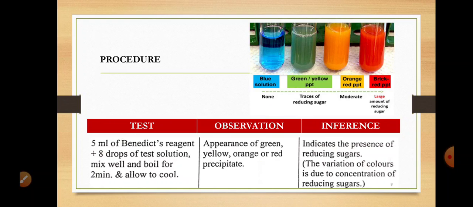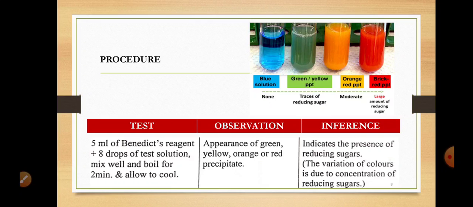And you can see in the above image what I have given here. You can see the different colors, where the variation of the colors is primarily due to the concentration of the reducing sugars, based on how much of the reducing sugar is present in the given sample. It is the different color you can observe. As you can see from the above information shared, if you get a blue solution at the end of the reaction, it indicates that there is no reducing sugar present in the given sample.